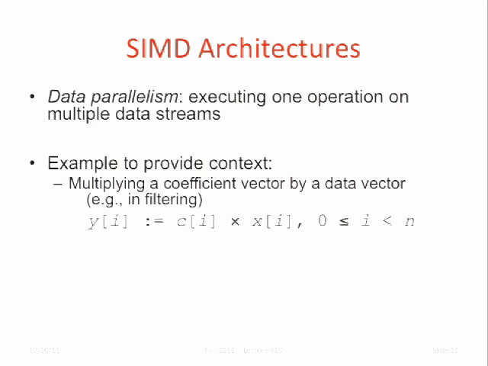Because the result that I get for y sub 1 is totally independent of the result I get for y sub 2. So if I could get my hands on x sub 1 and c sub 1 in one processor, and I can get my hands on x sub 2 and c sub 2 in a different processor, I can run those at the same time, and it'll just go twice as fast. Okay? Barring Amdahl's law, which we'll talk a little bit about later. Okay? So that's the whole idea of SIMD, right?